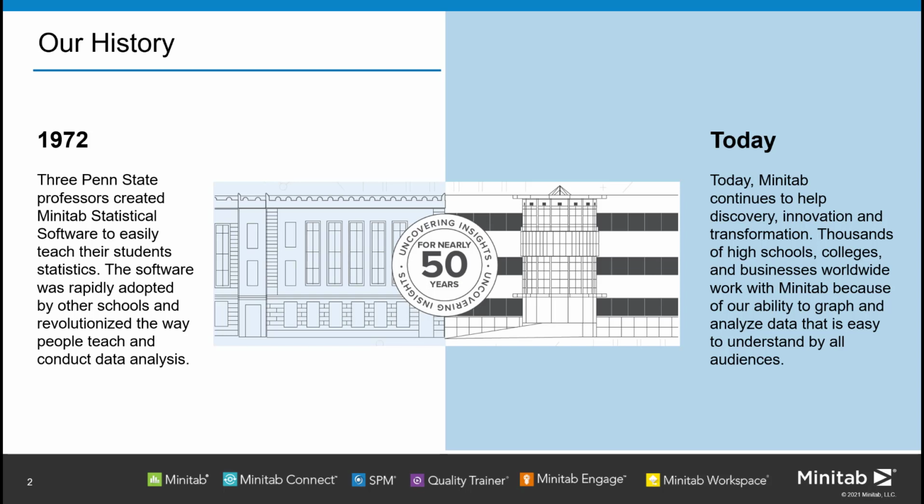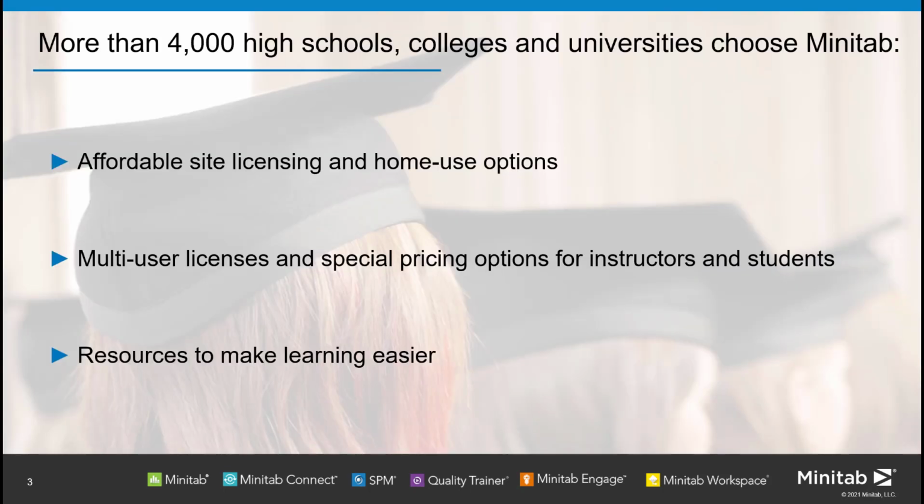Thousands of high schools, colleges, and businesses worldwide work with Minitab because of our ability to graph and analyze data that is easy to understand by all audiences. And today, we will explore Minitab Statistical Software in depth. More than 4,000 high schools, colleges, and universities choose Minitab because of affordable site licensing and home use options, multi-user licenses and special pricing options for instructors and students, and resources to make learning easier. Those are just a few of the reasons why high schools, colleges, and universities choose Minitab.